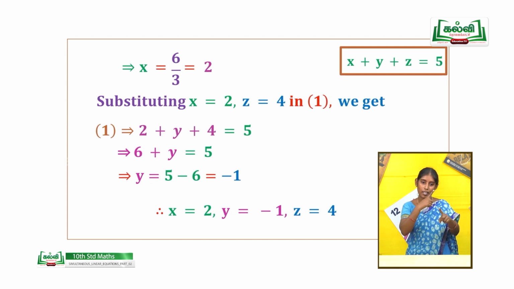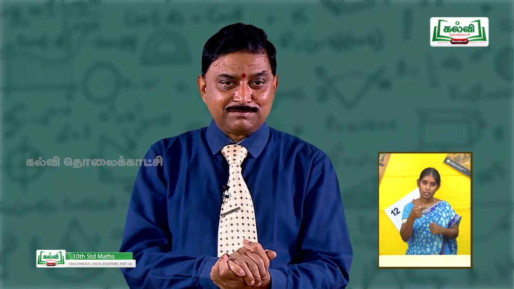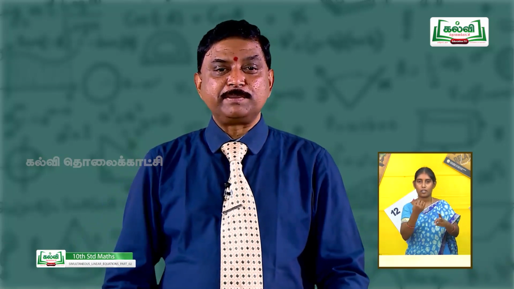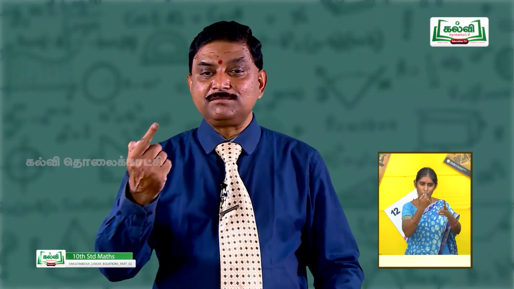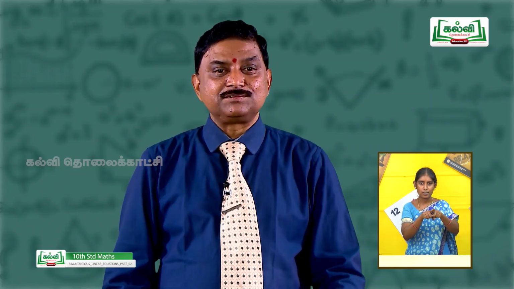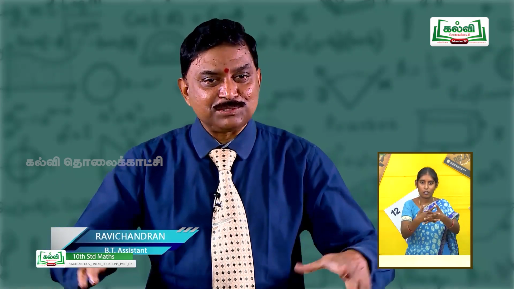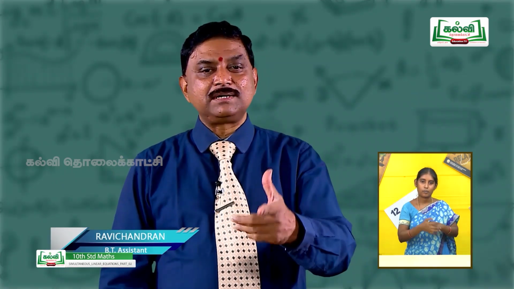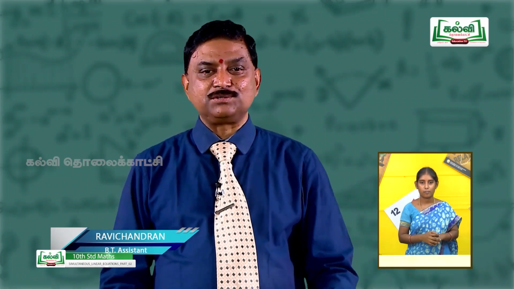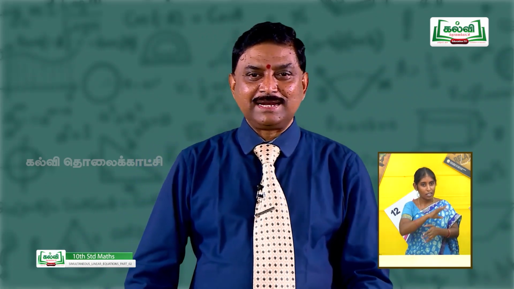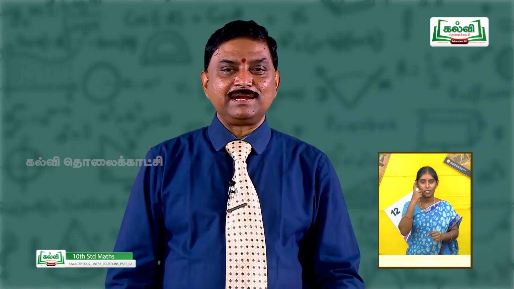So we got x equal to 2, y equal to minus 1, z equal to 4, this becomes the solution. So these 2, minus 1, 4 are the coordinates of the point of intersection of the 3 planes in 3-dimensional space. So that becomes the solution, only one solution. So this given system of equations has only one solution, which we call a unique solution. What is that here? That is 2, minus 1 and 4.